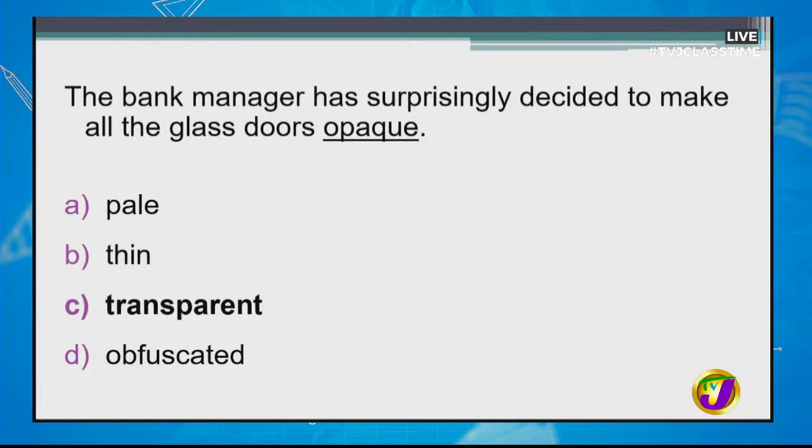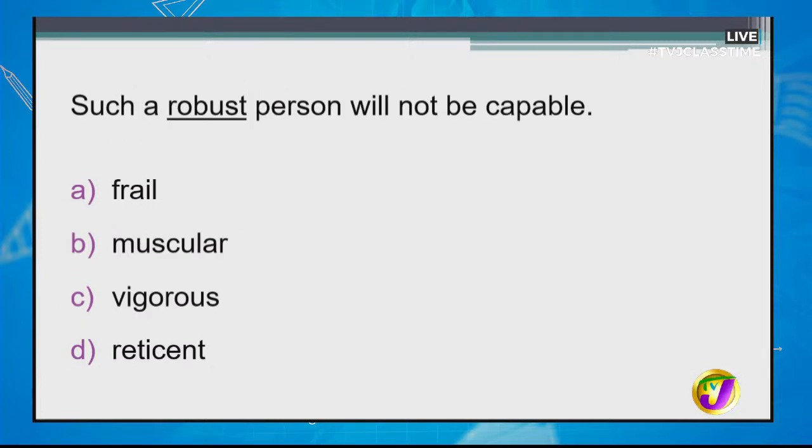So opaque, you can't see through it. It's solid more or less. Whereas transparent, you can see through it. All right, let's look at the next sentence. Such a robust person will not be capable. Robust. Even if you don't know the word, what kind of image does robust convey to you? Think of the word and what it might be associated with. Robust.